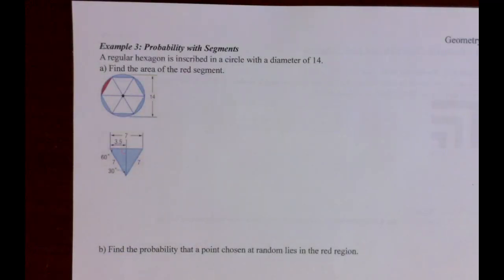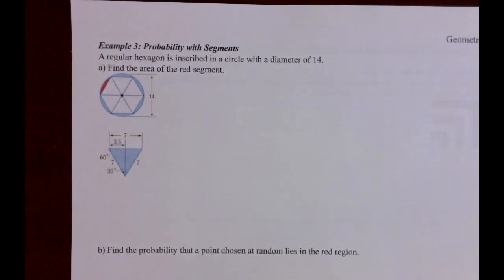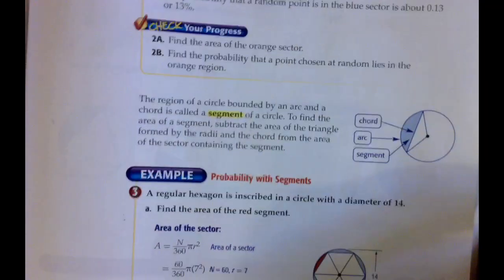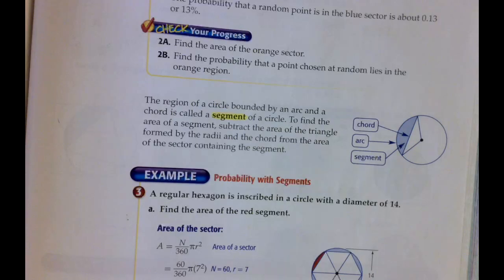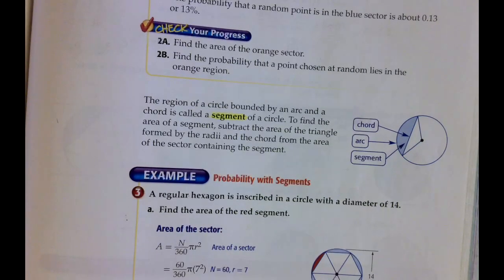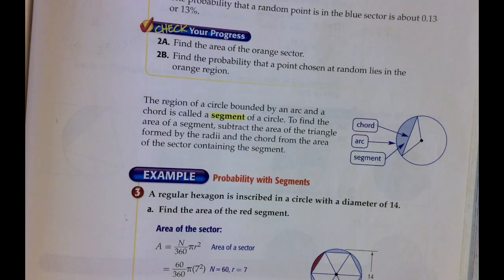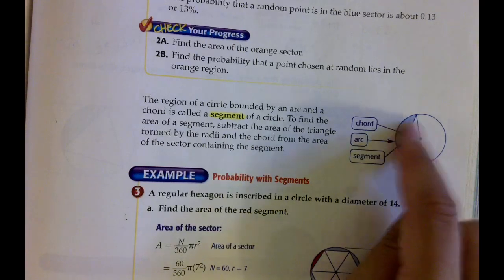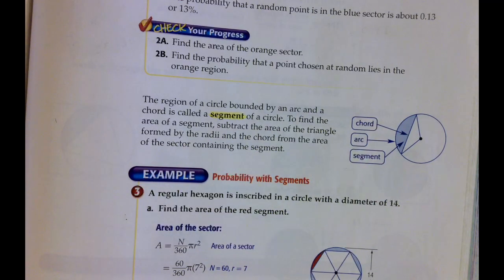Before we get to example 3, let's look at the book in regards to segments. The region of a circle bounded by the arc and the chord is a segment. So a sector is a central angle and arc, and a segment is a chord and arc. To find the area of a segment, you just need to subtract the area of the triangle formed by the radii and the chord.